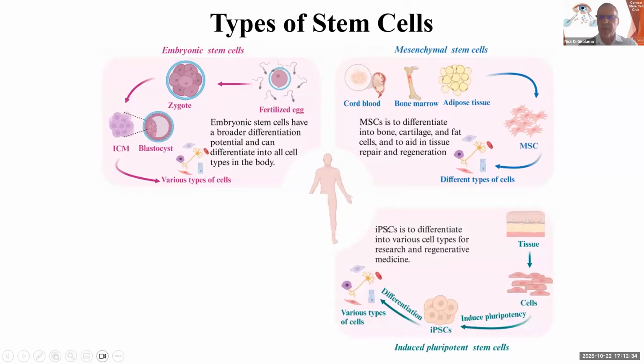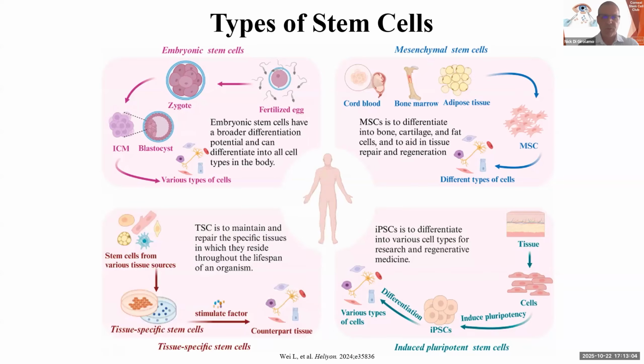The third type are the induced pluripotent stem cells. They can be derived from just about any cell of the body. So you can isolate any cell from skin, for example, or from the eye, and you can induce pluripotency by introducing some genes into these cells to make these induced pluripotent stem cells, which then can be differentiated into different types of cells. And the fourth type is the tissue-specific stem cell.